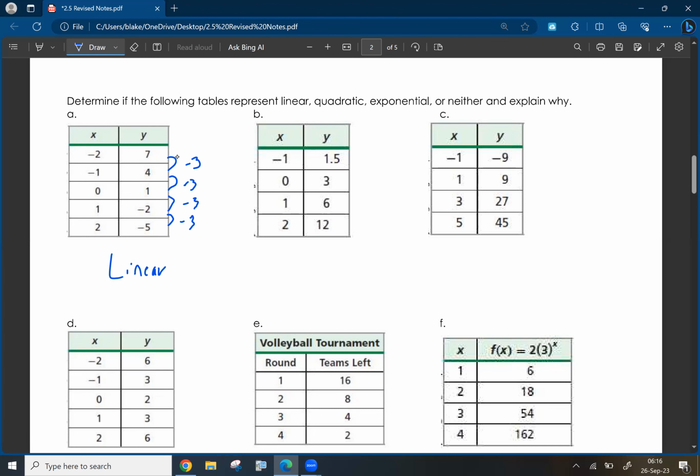For B, we go 1.5 to 3, 3 to 6, 6 to 12. Careful that it's not an addition one here. This one is doubling, meaning it's multiplying by 2 every time. If it's multiplying by 2, this would mean that this one is exponential.